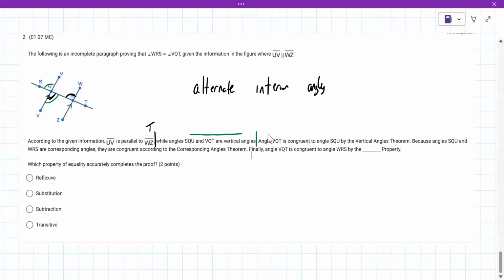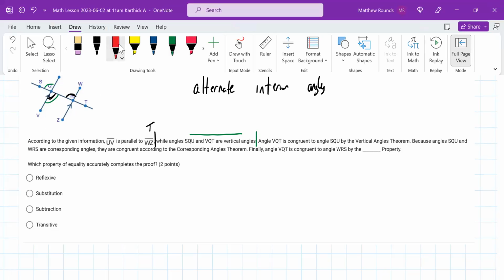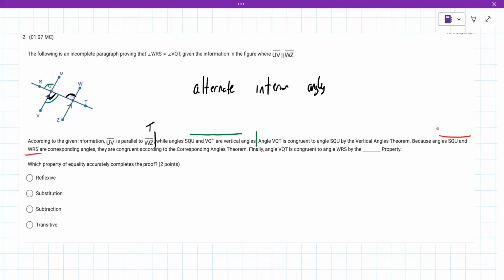angles theorem. So notice that you can't just say they're congruent. You have to say they're vertical angles, and then you're supposed to say that vertical angles are congruent. All right. Now the next thing it says is because angles SQU, let me do that in red, SQU and WRS are corresponding angles. They're congruent according to the corresponding angles theorem.